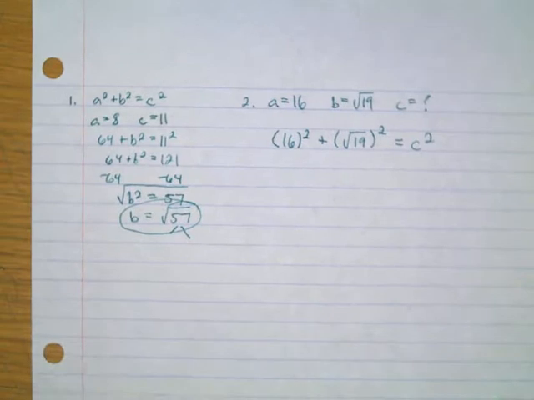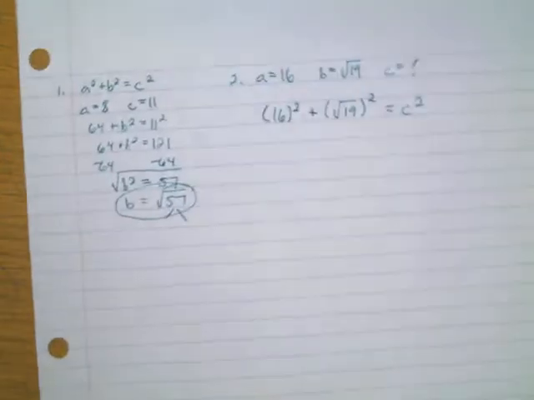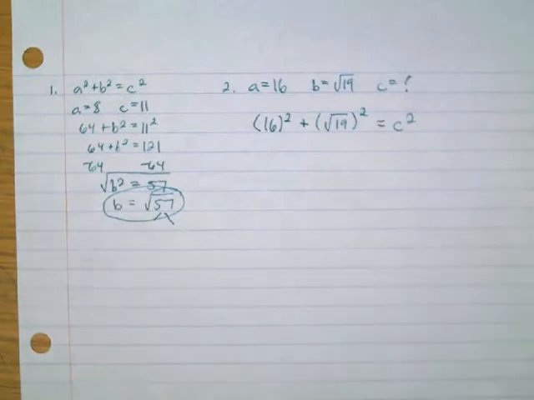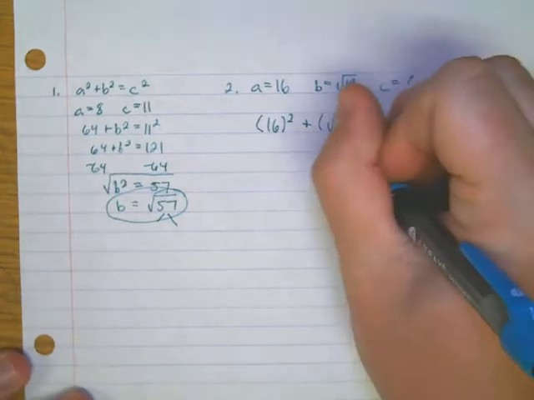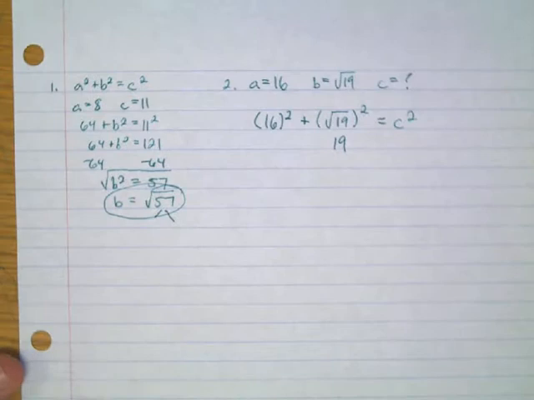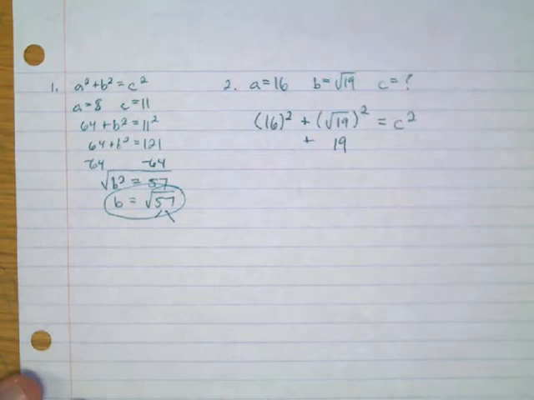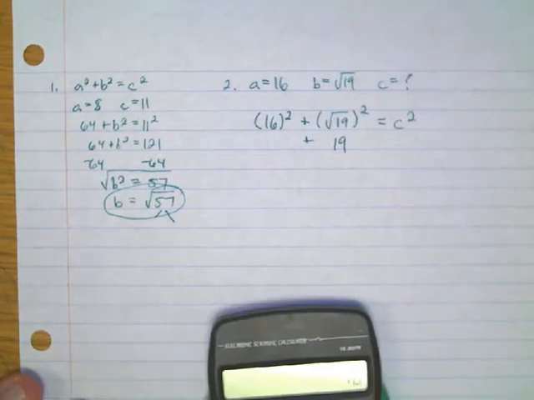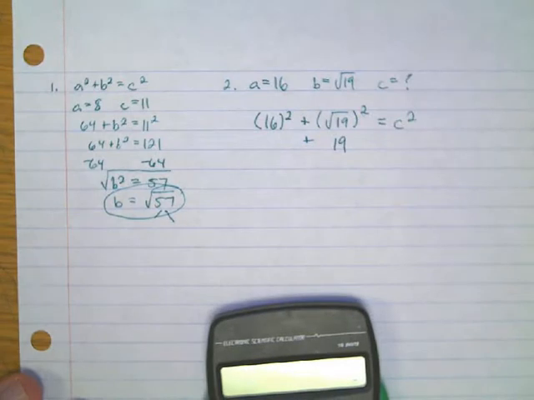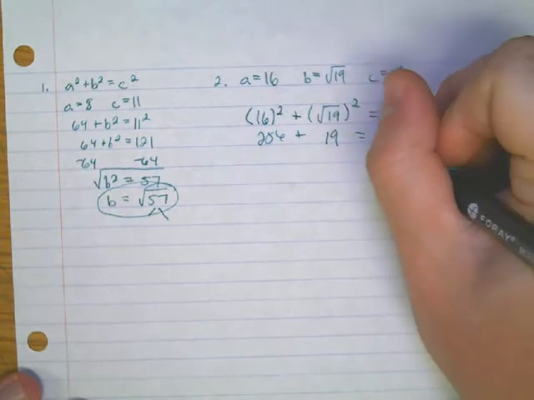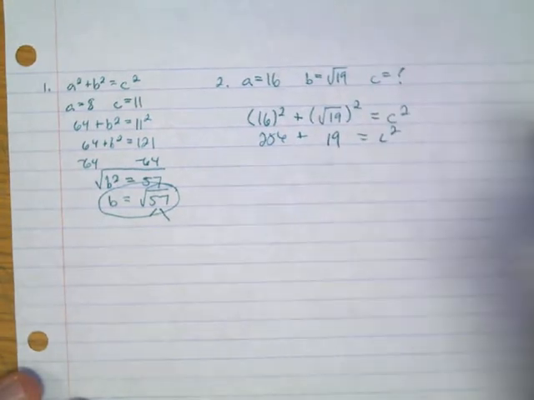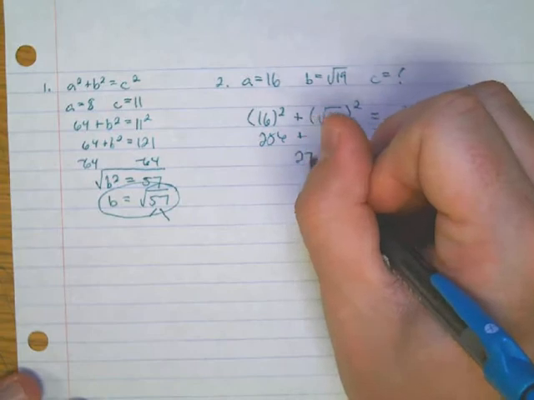Everyone's probably in freak out mode because they see this square root of 19, but freak out mode doesn't need to be happening right now because I know that a square and a radical cancel each other out. So that just cleans up to be a plain old 19. 16 squared. 256. Equals c squared. Let's collect our like terms and we end up with 275 equals c squared.